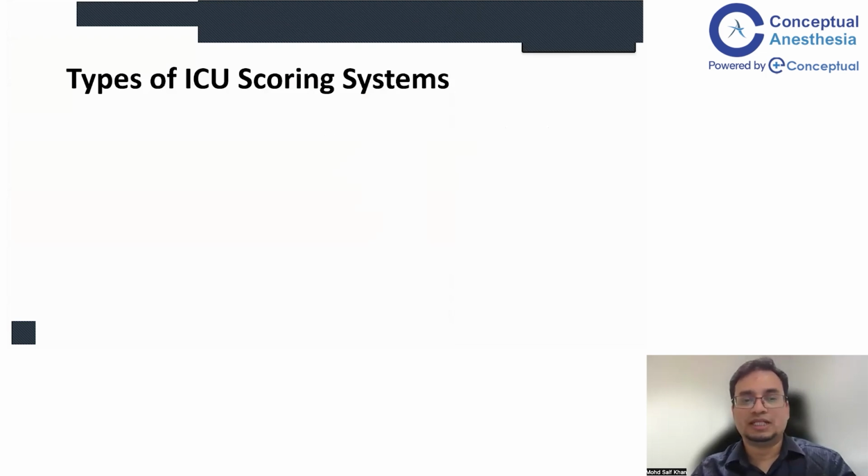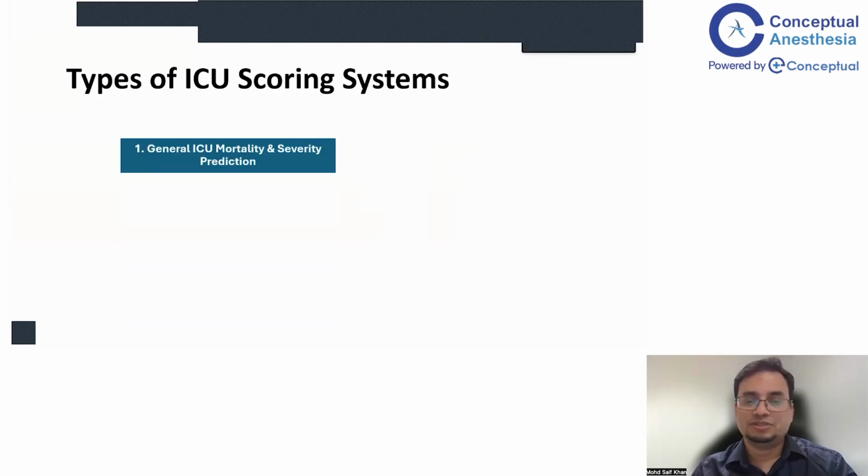Now we should know the types. Okay, this is very important. Broadly, we have two types of ICU scoring system. One is the mortality prediction scores or severity scores, and the other type is the organ specific, like organ dysfunction scores. So the general ICU mortality and severity prediction scores are Apache, SAPS, and MPM. So at least you should know the name.